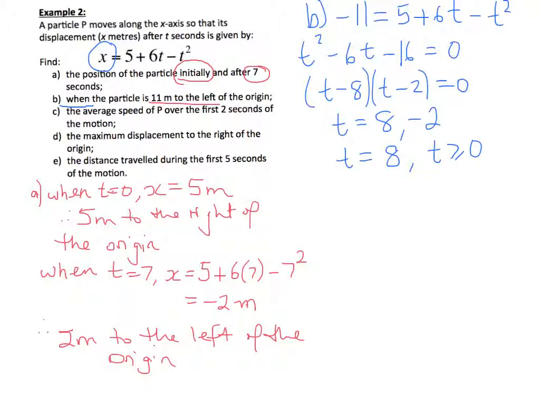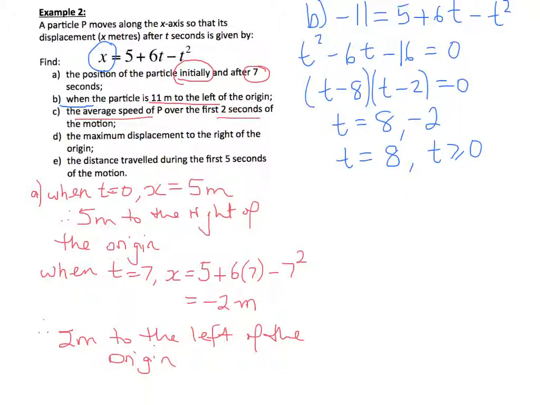All right, part C, find the average speed of P over the first 2 seconds of motion. So remember the formula we just had on the previous page for average speed was the distance travelled over the time. So let's find the distance travelled. Well, we already know that initially the particle is 5 metres to the right. So let's find the displacement when t equals 2.